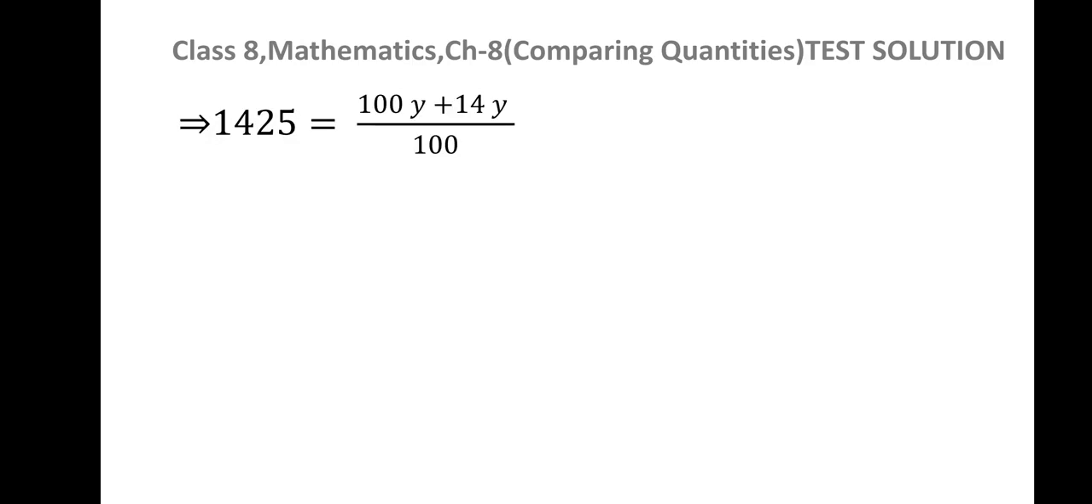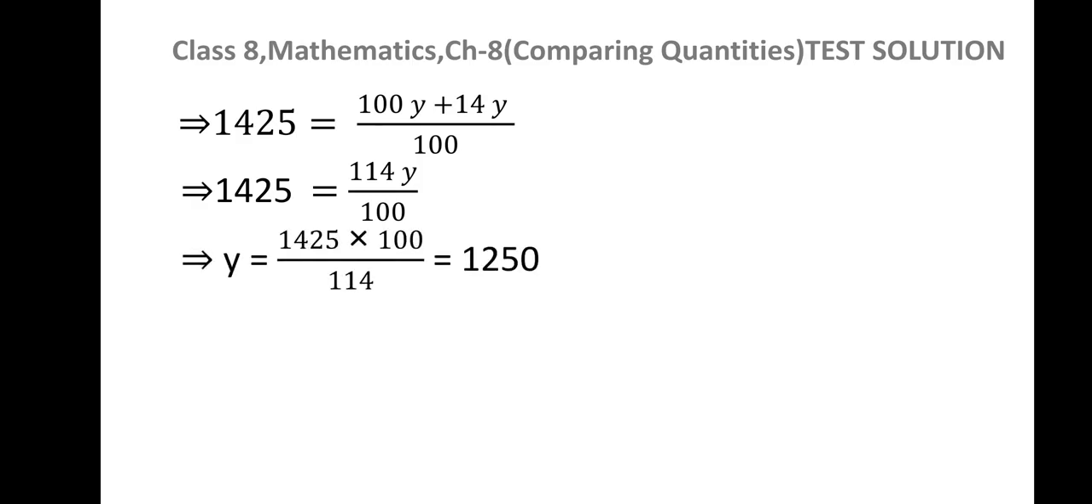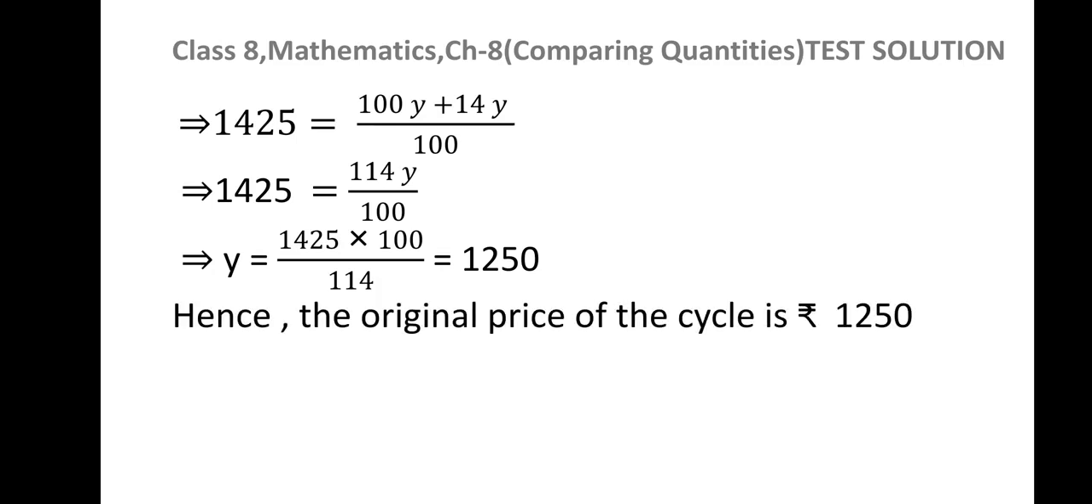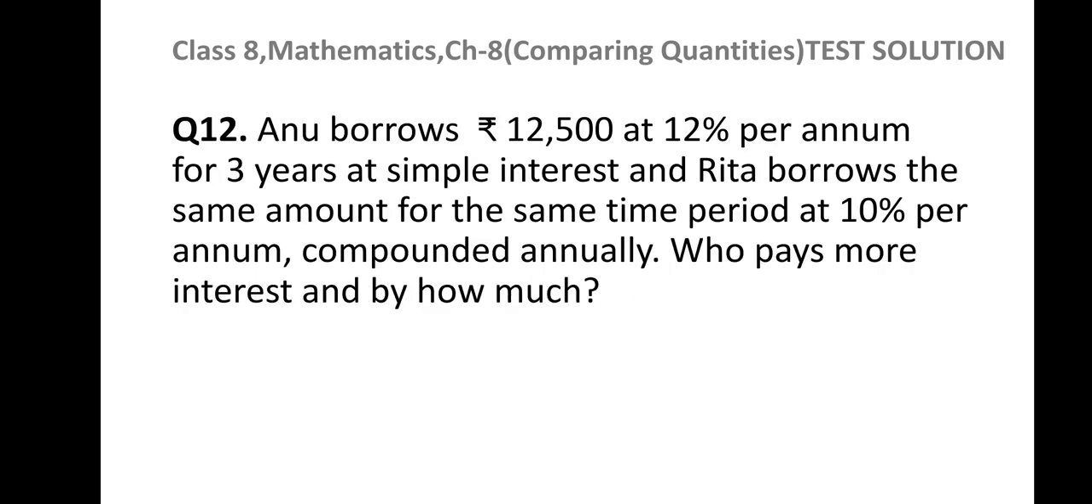When you solve the right hand side after taking the LCM, you will get 1,425 is equal to 100Y plus 14Y over 100. It will be 1,425 is equal to 114Y over 100. Now this 100 will be shifted to the left hand side, and the equation will be Y is equal to 1,425 into 100 divided by 114. You will get 1,250. Hence, the original price of the cycle is rupees 1,250.